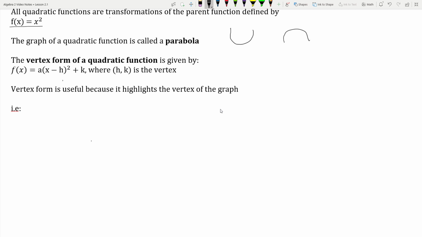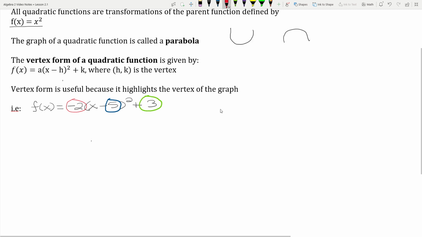We're going to give you an example of something that is in vertex form. Let's say we had f of x equal to negative 2 times x minus 5 squared plus 3. In this case we have our a term, we have our h term, and we have our k term.